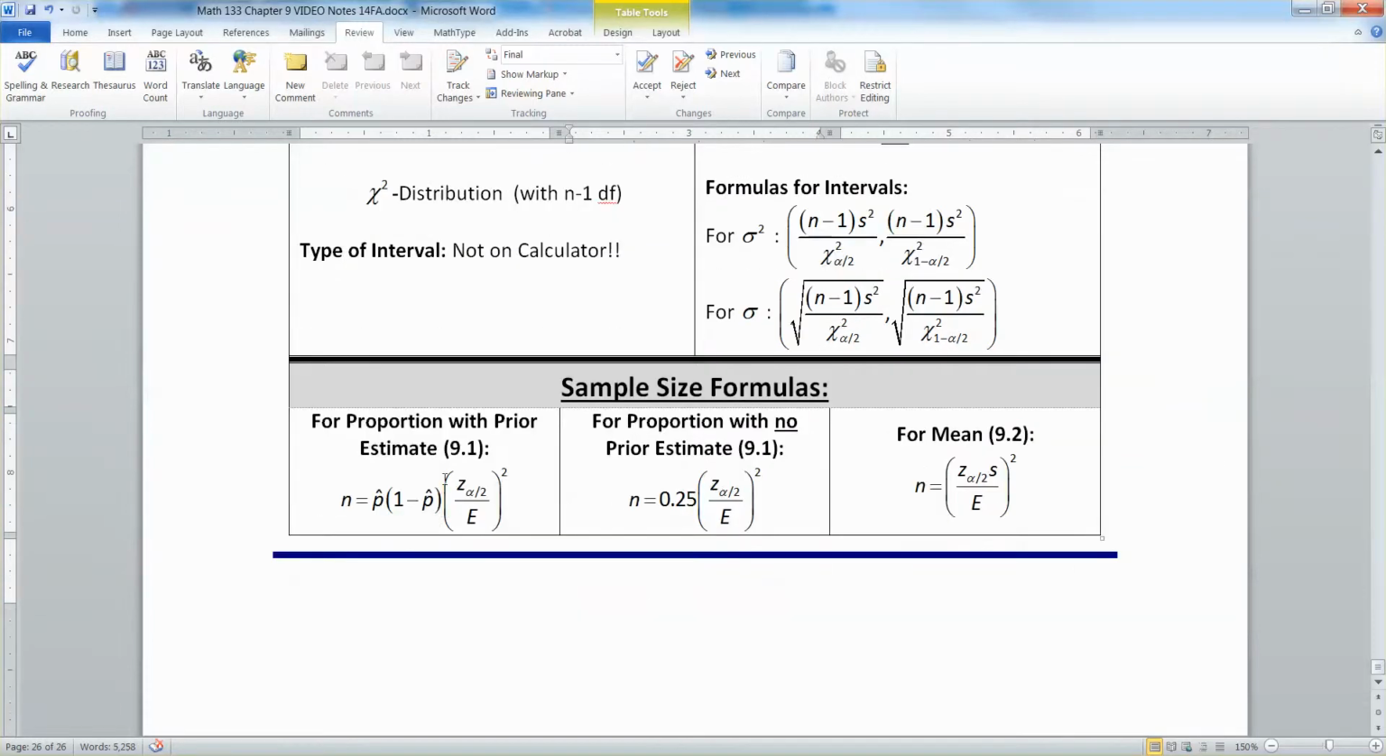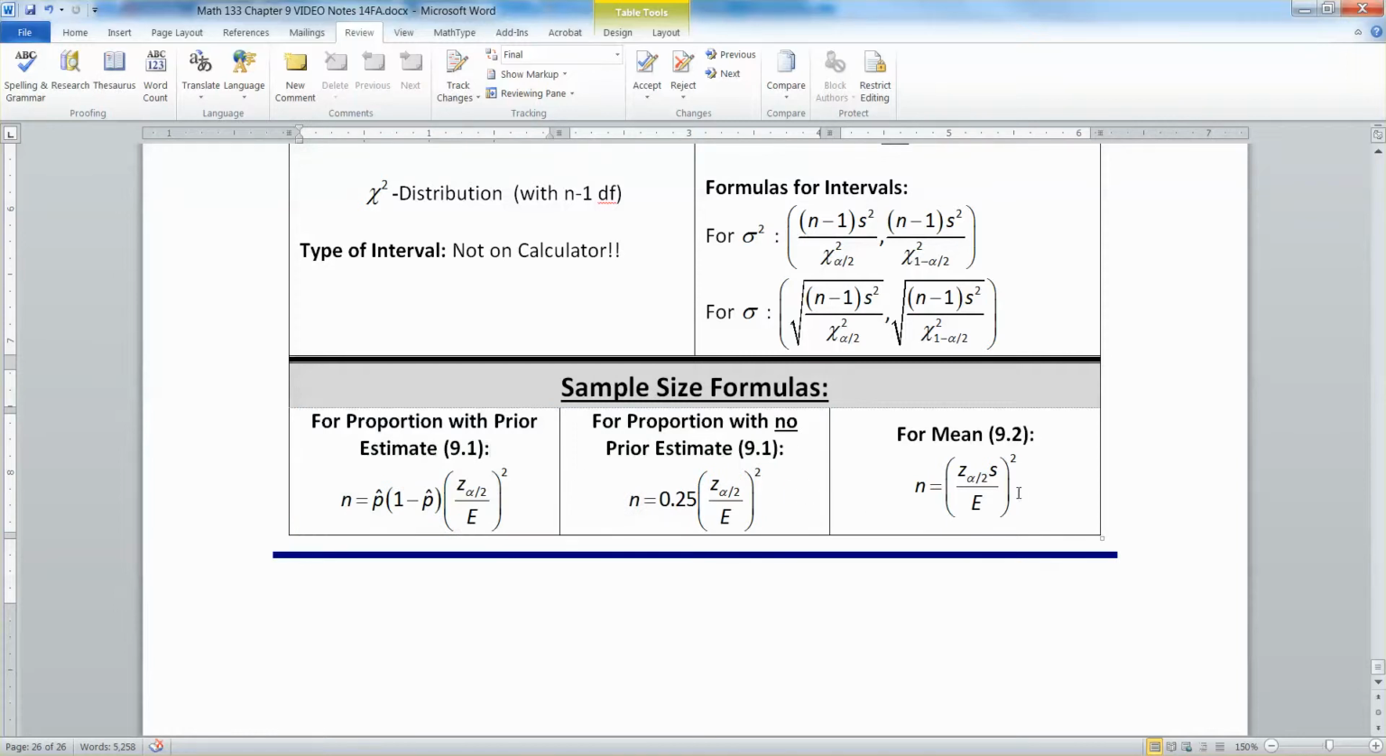Oh, and also don't forget the error in these two often will say 4%, which means you'll have to change it to a decimal, 0.04 for these ones. That's a pretty common mistake that students make. If it says 4% error, they'll say 4, but it's actually 0.04.